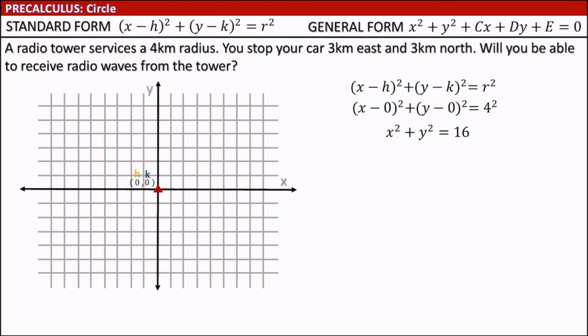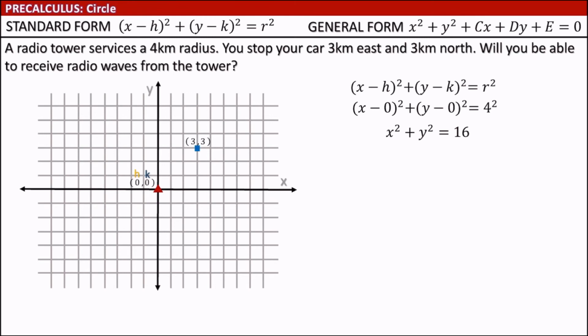Ngayon naman, i-plot natin kung nasaan yung car natin. The car is parked 3 kilometers east and 3 kilometers north. Ibig sabihin, our car is parked at 3-3. Para malaman natin kung ang 3-3 ay nakakasagap pa ng signal mula sa ating tower, gusto nating alamin kung ang 3-3 ba ay inside, on, or outside our circle.